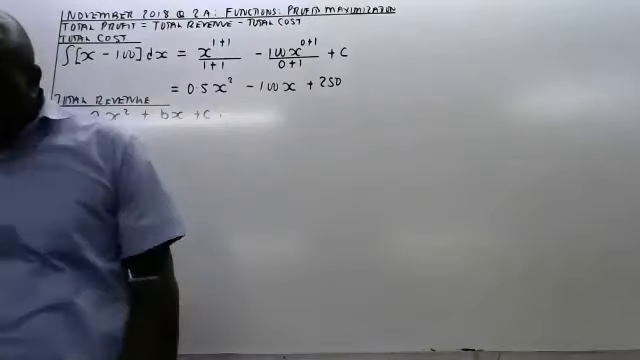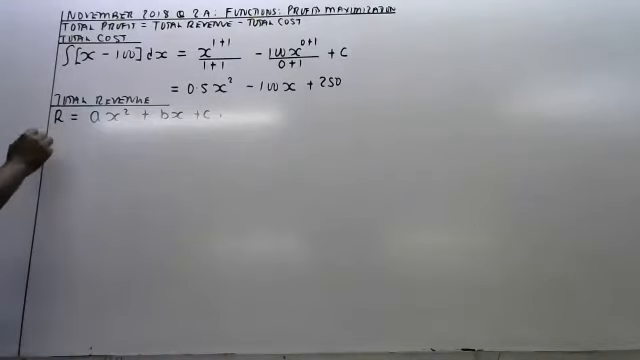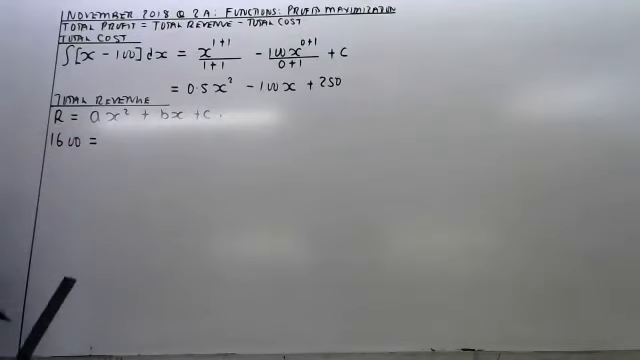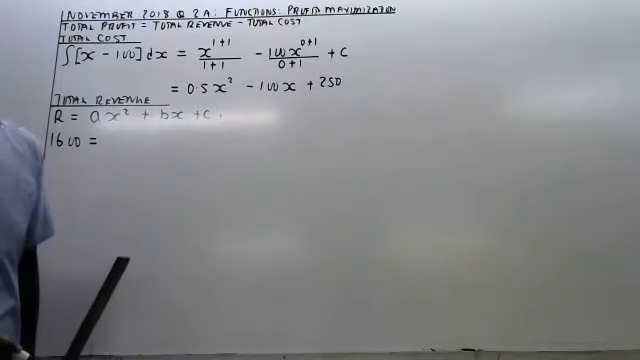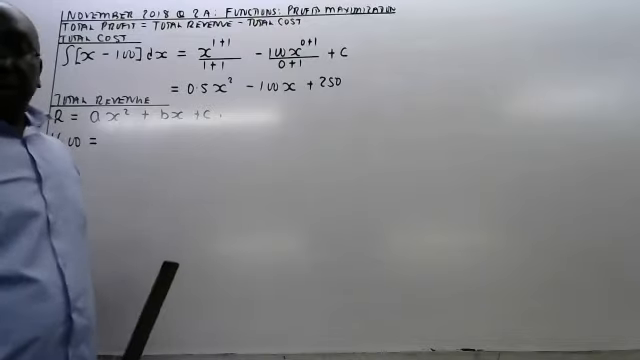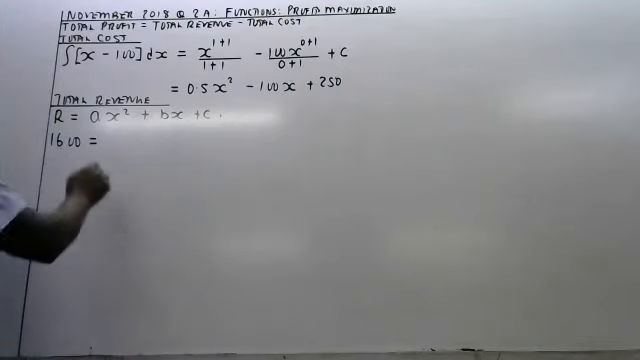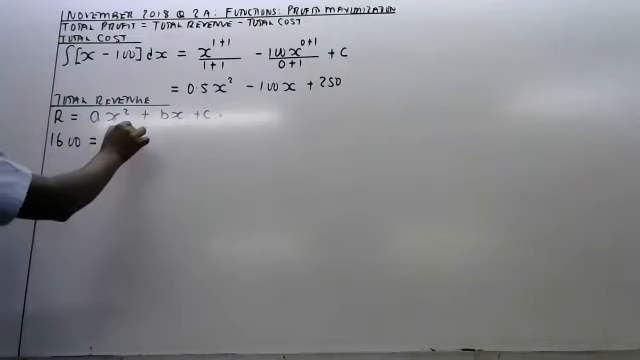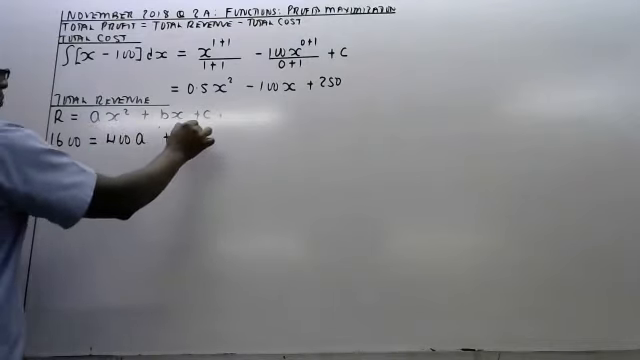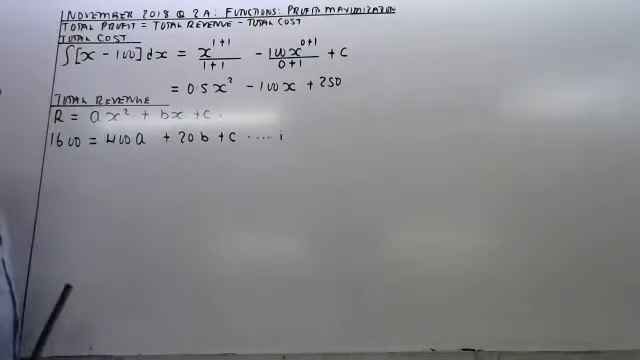Let us substitute. So for the first one, it is 1,600 being equal to 20 squared. If you square 20, what do you get? 400. So we will say 400A plus 20B plus C, and this one you call equation number 1.